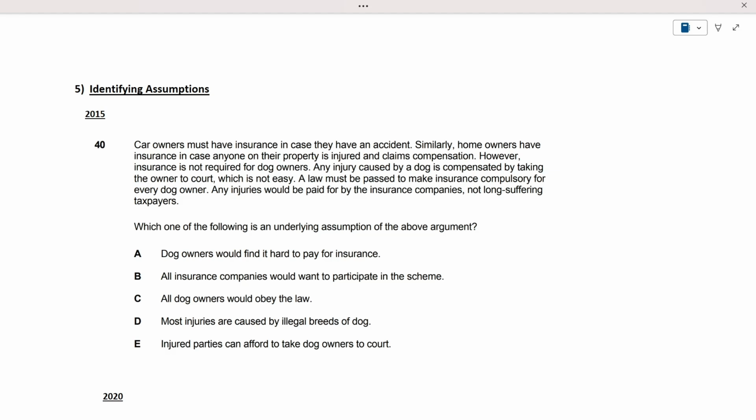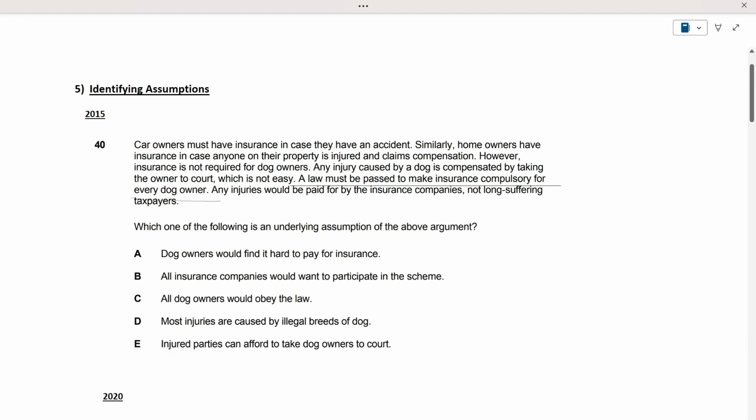So we can identify the conclusion here is a law must be passed to make insurance compulsory for every dog owner. That's clearly what the passage is trying to argue throughout. So which one of these could be a premise for that argument, basically, and is not explicit in the passage?